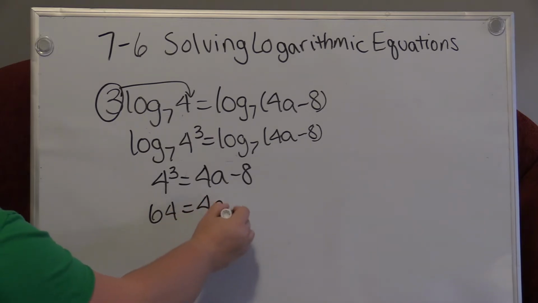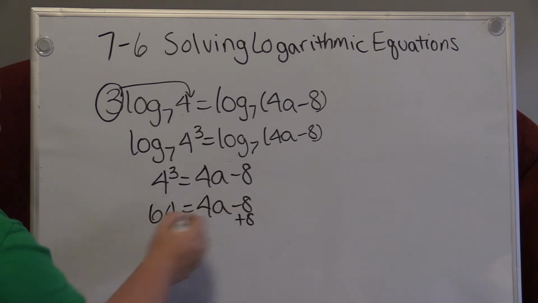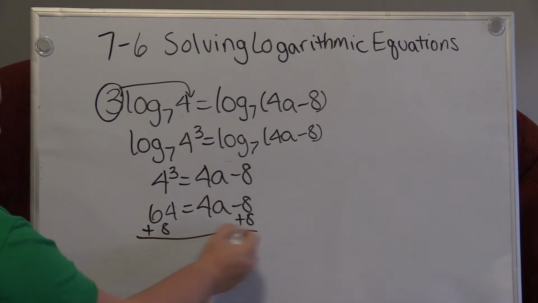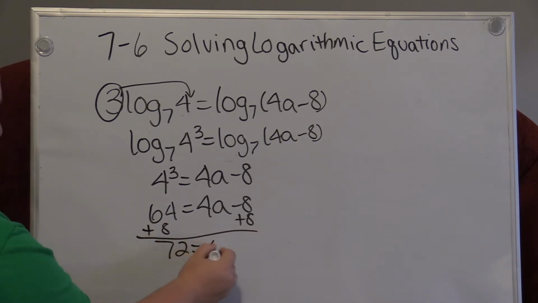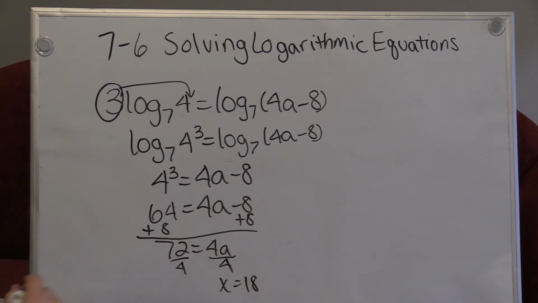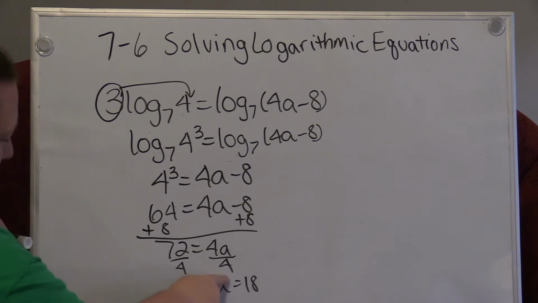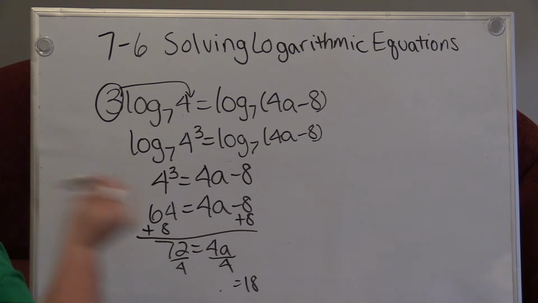equals 4a minus 8. Add 8 to both sides. And I have 72 equals 4a. Divide both sides by 4. And a equals 18. When a equals 18, I have 18 times 4 is 72. Minus 8 is 64, and 4 to the third is 64, so 18 is my answer here. Ooh, except this is a equals 18, not x.